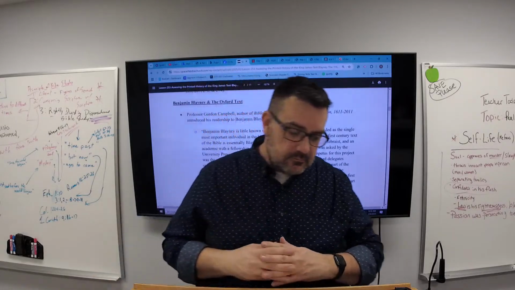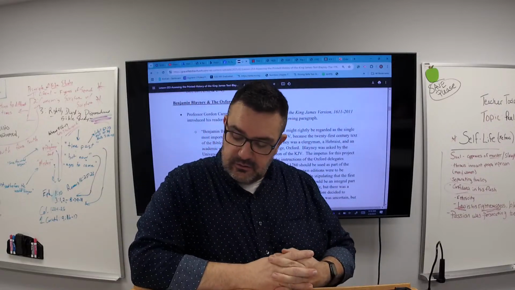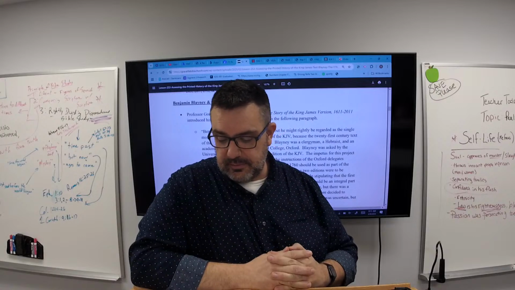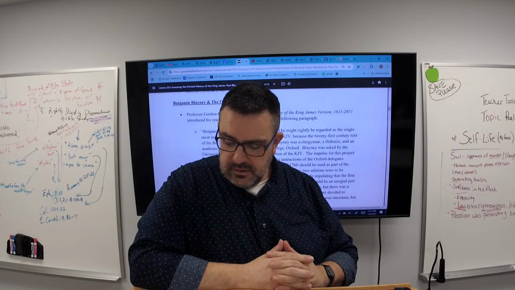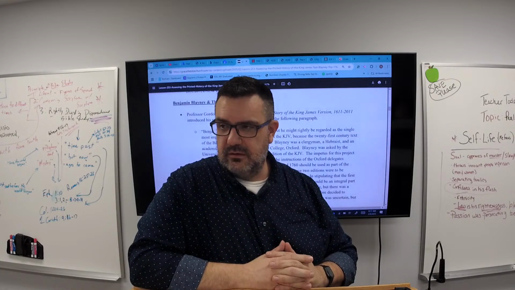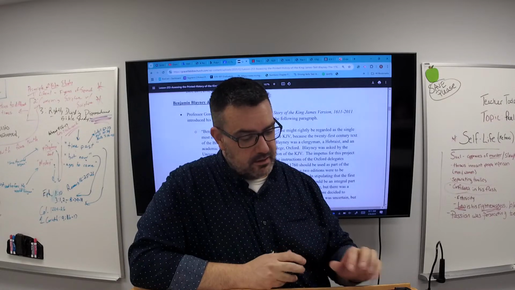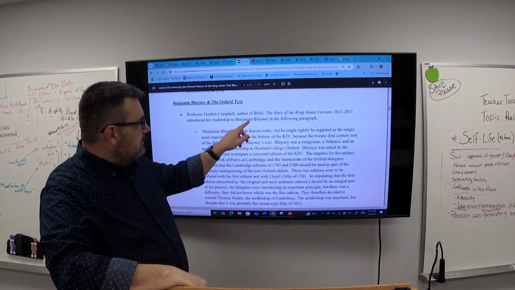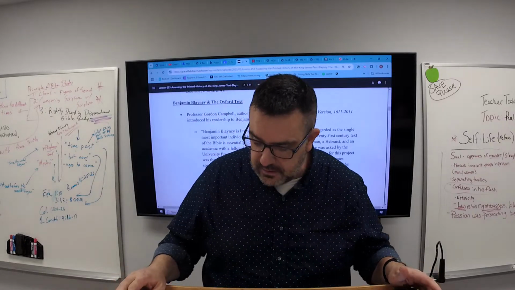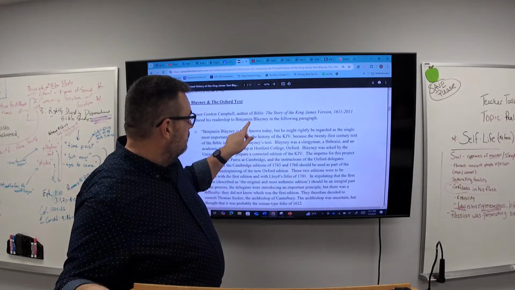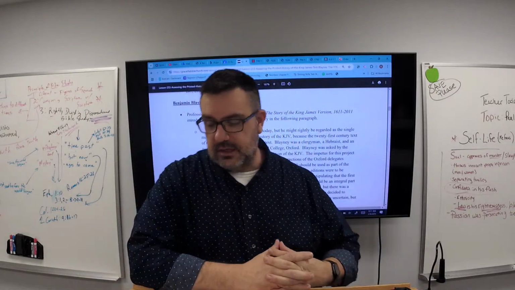Professor Gordon Campbell, author of Bible: The Story of the King James Version, 1611 to 2011, introduced his readership to Benjamin Blaney with the following paragraph. Is it just me, or is there a space in Benjamin that shouldn't be there? If you look at that line, right here, there's not. There is on my copy for some reason. It must be a snafu with the printer, but when I look up here, it looks right. Right? Okay.